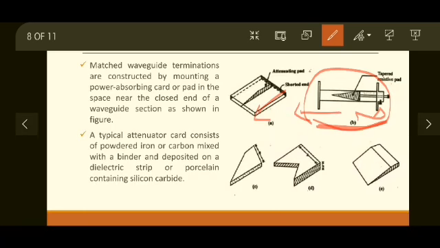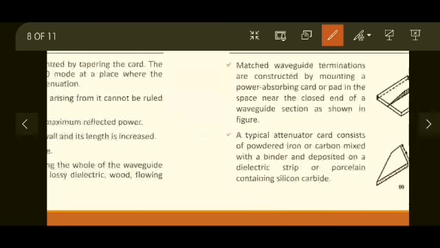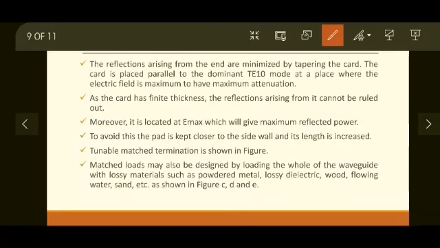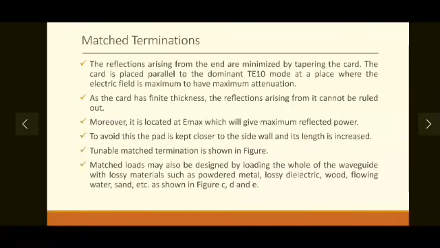And these C, D, E are the terminations which are not using an attenuating pad, but contain attenuations or terminations at the side walls or at the edges of your waveguide. Match loads may also be designed by loading the whole waveguide with lossy materials. So instead of using an attenuating pad, load the waveguide with lossy materials such as powdered metal, lossy dielectric, wood, sand, etc., as shown in figure C, D, E. So this is how match terminations are constructed.